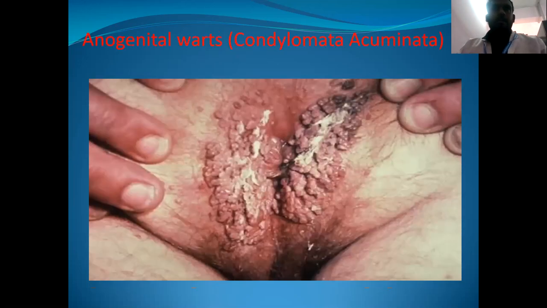These are nothing but condyloma acuminata over the genital surface, over the genitalia of this particular patient. We can see there is a cauliflower-like growth over the genitalia.